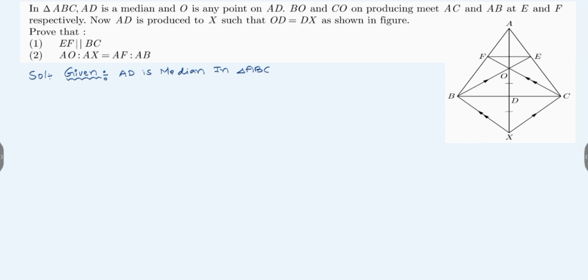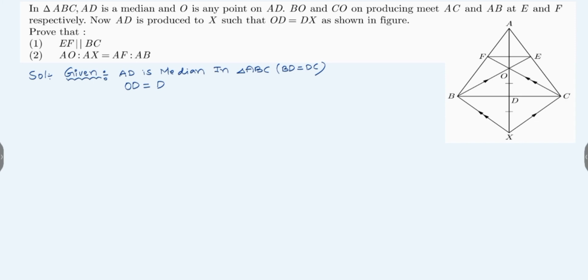So here one thing, it is given AD is median in triangle ABC. You know what median means? A median is a line which bisects its opposite side. That means here AD divides BC at D such that BD is equal to DC. That is one information. And another information we know, OD is equal to DX.